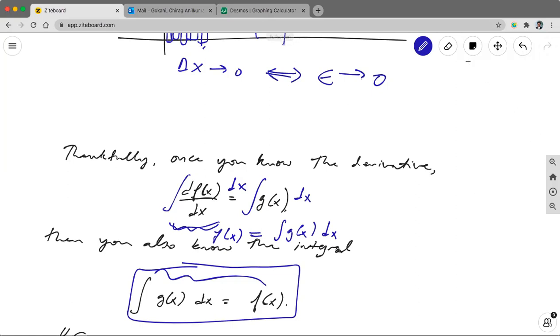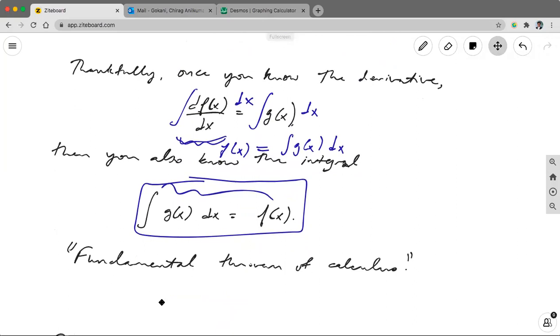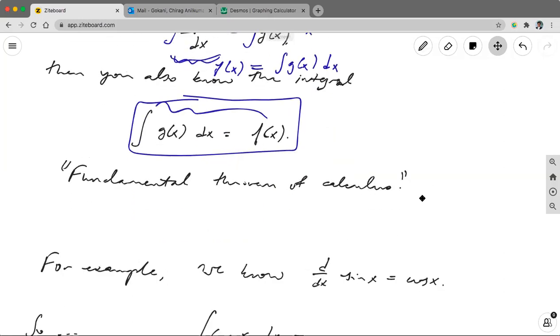And this statement, the statement that the derivative and integral are inverses, is called the fundamental theorem of calculus. So you might want to write that down for your quiz. Just that the derivative and integral are inverses of each other. So let's put this into practice and compute our first integral.